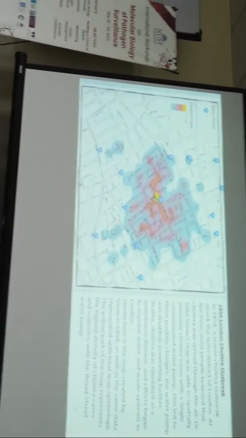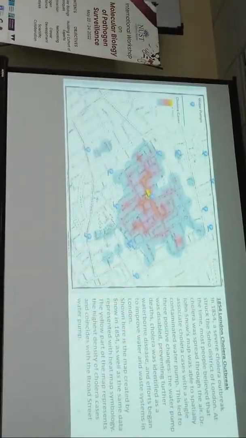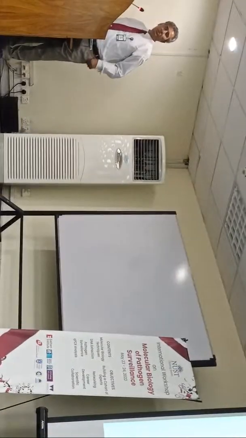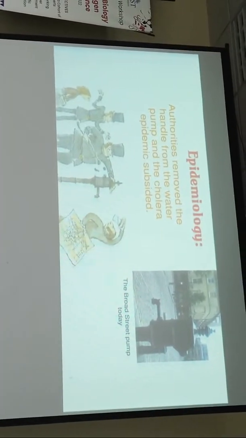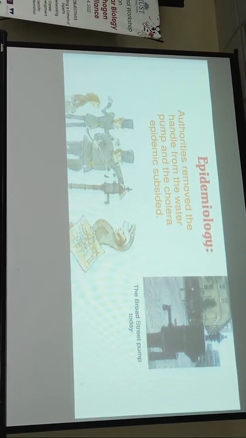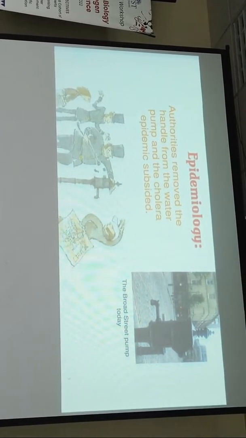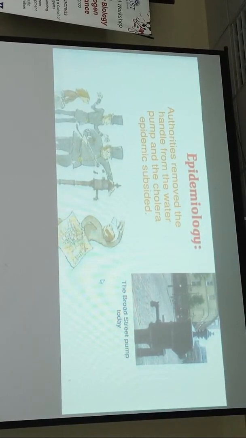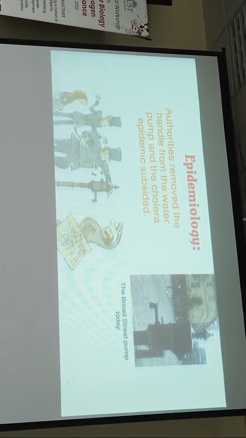So the yellow part of the map represents the highest density of the cholera death cases, which coincided with the Broad Street water pump. So what they did at the end, when they figured it out, the authority removed the handle from the water pump and the cholera epidemic subsided. So this picture is showing the current location of the Broad Street pump today.